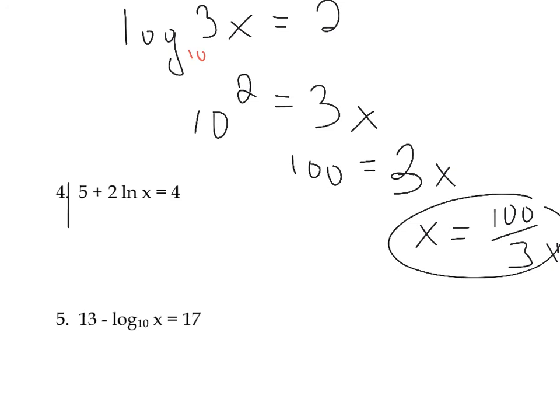Okay, one more example for day 1. It's a little bit messy with my notes, but day 1 and day 2, please do it together. So the last example for today will be question number 4. Question number 4 is a little bit different because I have ln, which is base e. So the first step would be subtract 5. Subtract 5. So you get 2 times ln x equals -1.